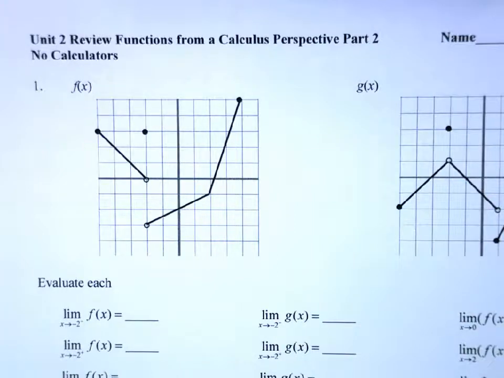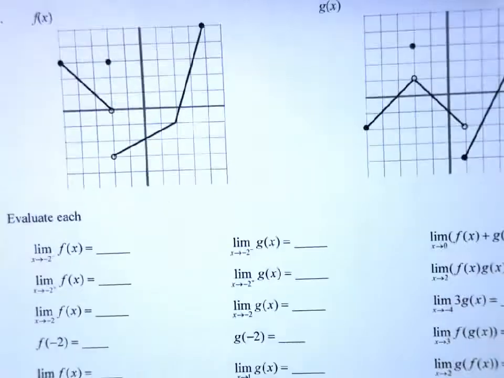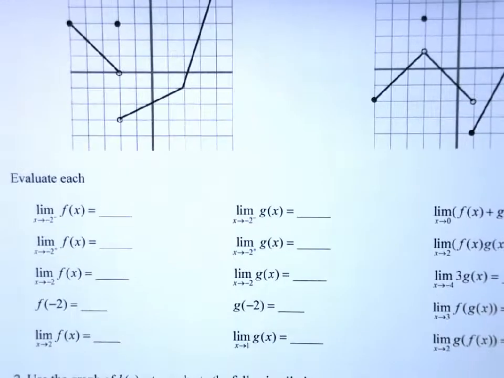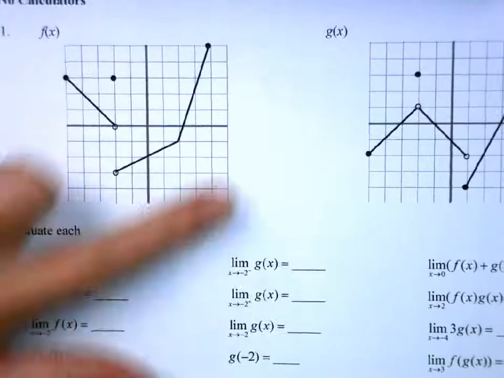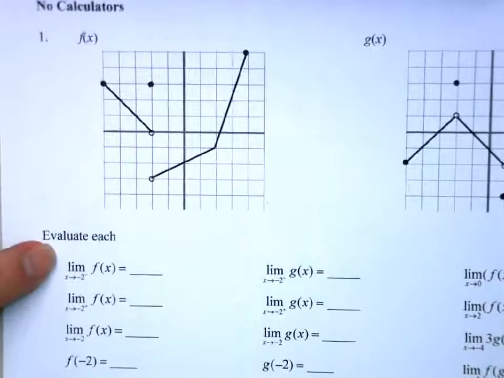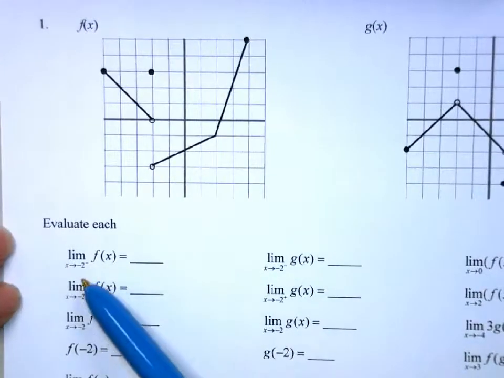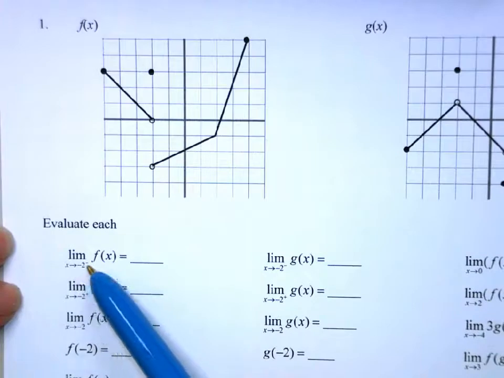In this video, I'm going to go through your pre-calculus Unit 2 review. The entire test is no calculator, so keep that in mind. These first examples are looking at limits graphically. We're looking at a piecewise graph. We can look at limits, the one-sided limits.